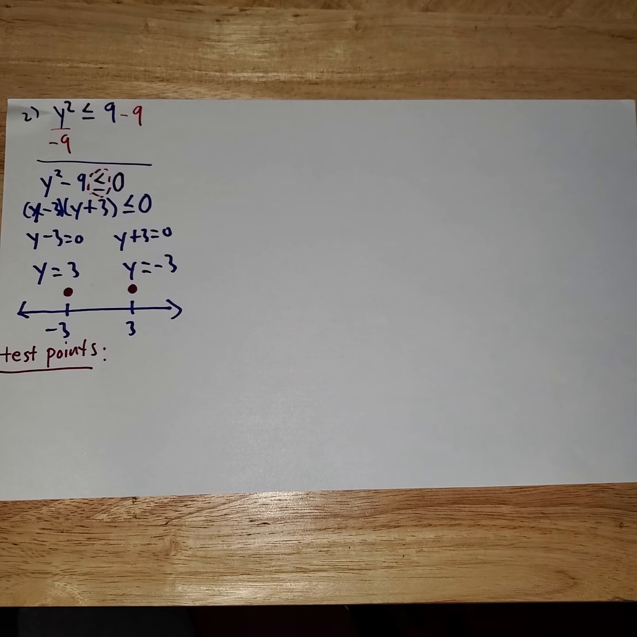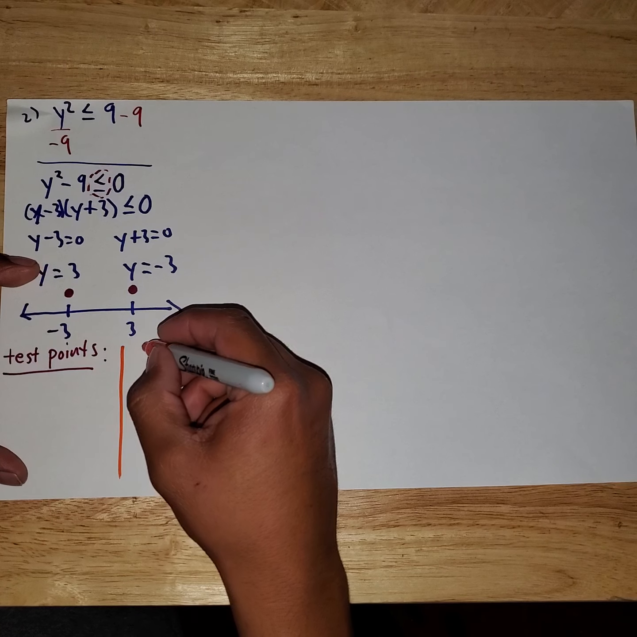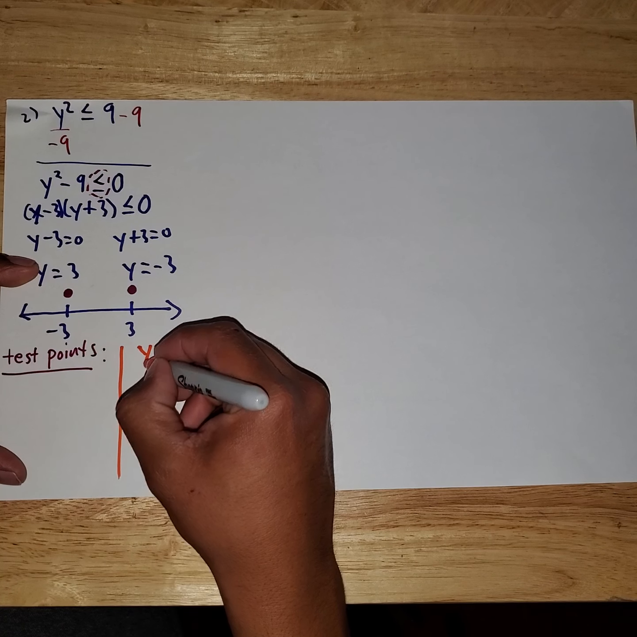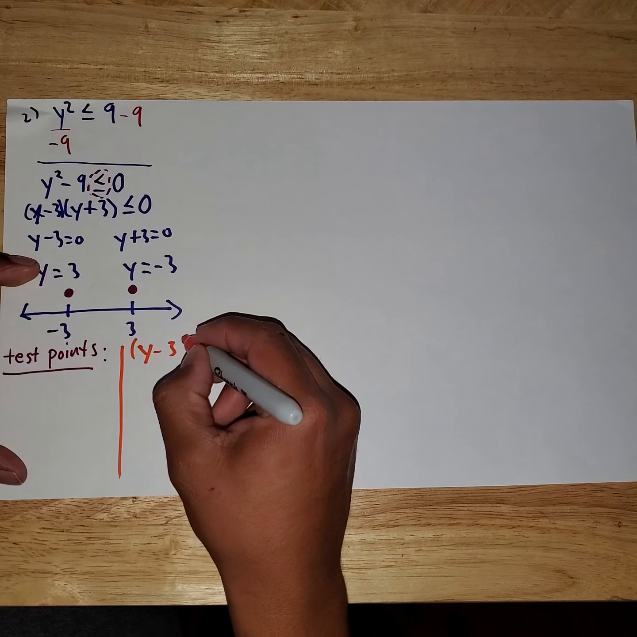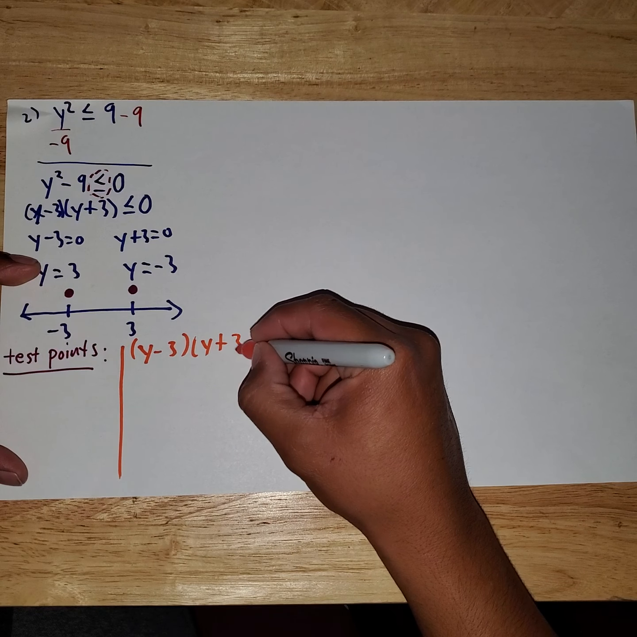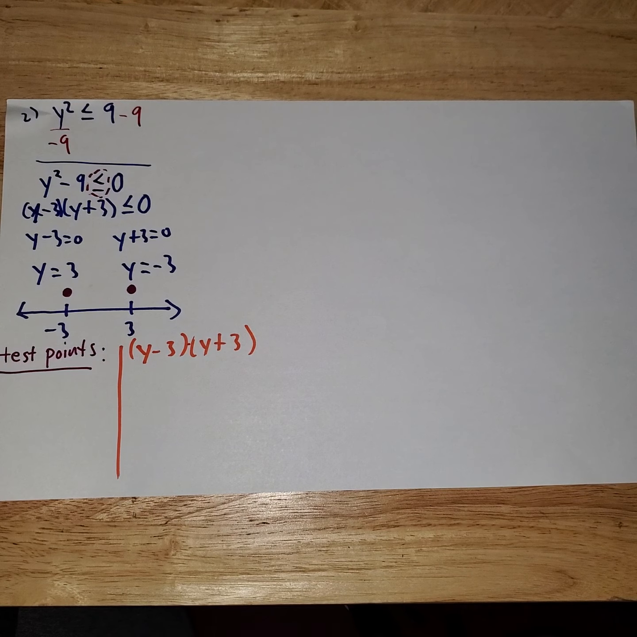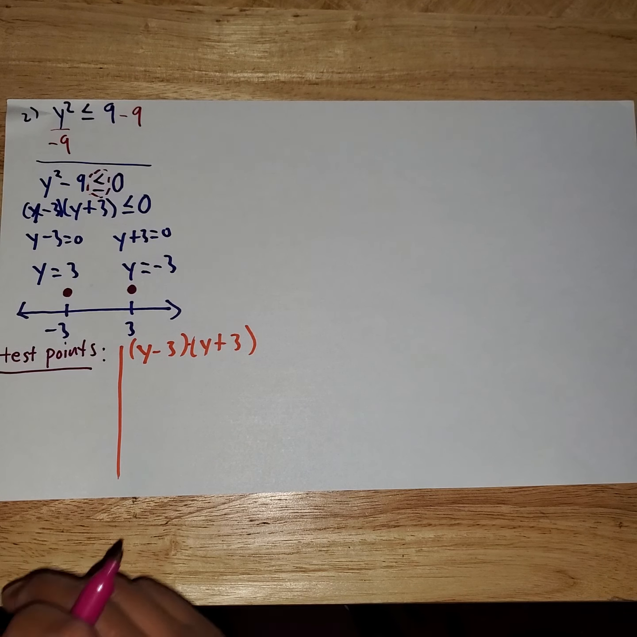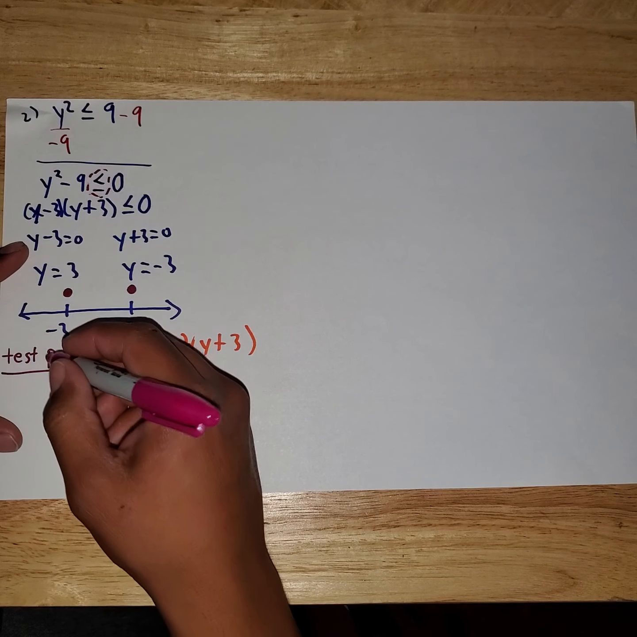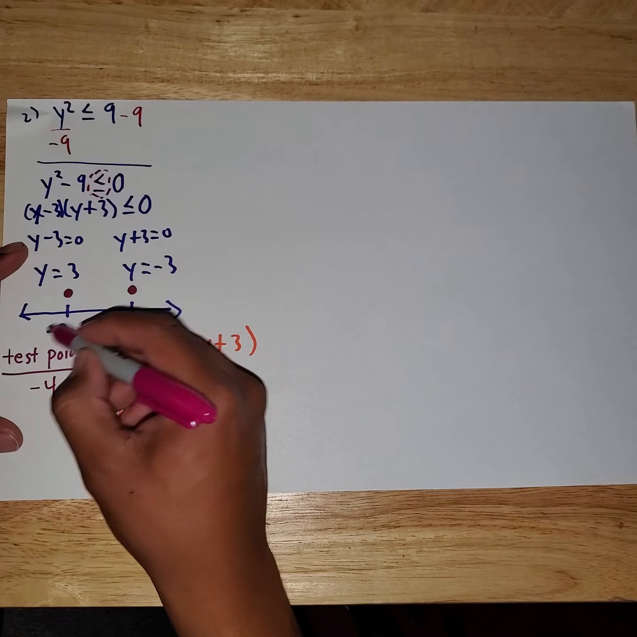And then we have our factors. So we're going to put that here. Our factors are y minus 3 times y plus 3. Remember, they are multiplying each other. So if we think about what's a number smaller than negative 3, we can use negative 4 for this interval.